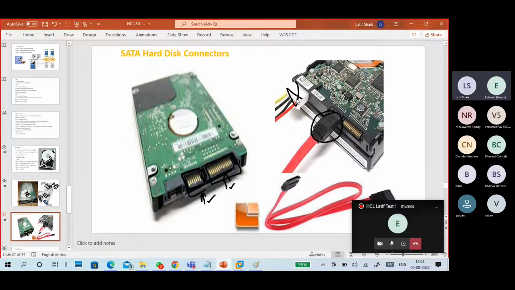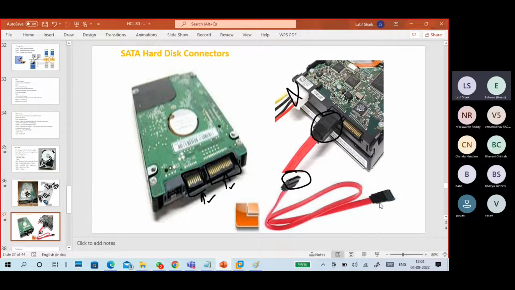Okay, this is some other kind of thing, so I'm not going with that one. So here it is. This is the cable. One side of the cable will go to the motherboard, the other will go to your hard disk or a CD-ROM, because CD-ROM and hard disk have a similar type of interface. So this type of interface we call SATA, Serial Advanced Technology Attachment.